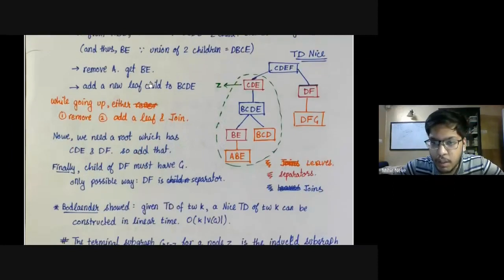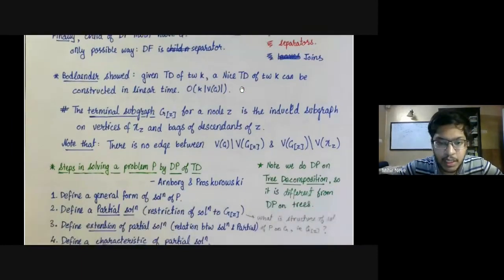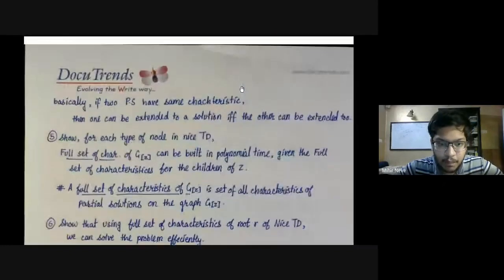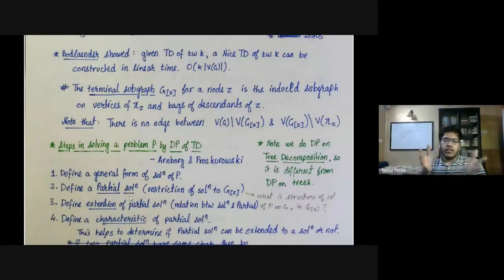And hence what we'll do is, for every node Z, you look at the terminal subgraph formed by Z. So you look at GZ, and you'll try to define a partial solution for GZ. Partial solution as in, suppose that I have a solution for the actual problem P, then what does this solution look like when I restrict it only to this terminal graph GZ? That is my second step.